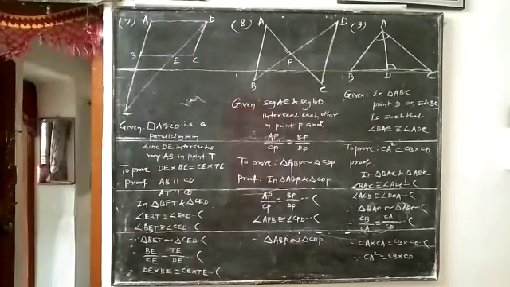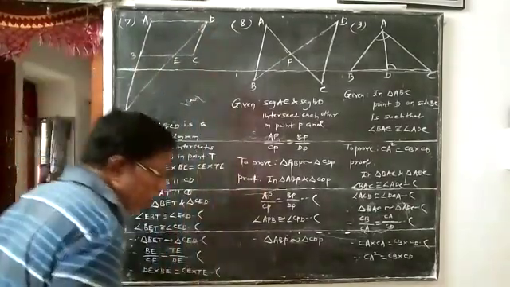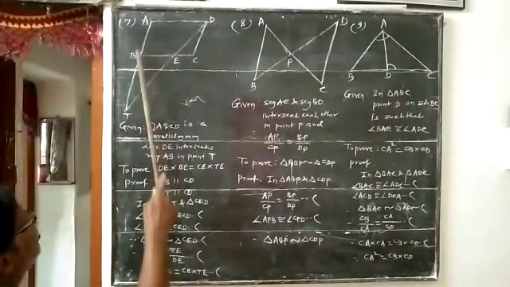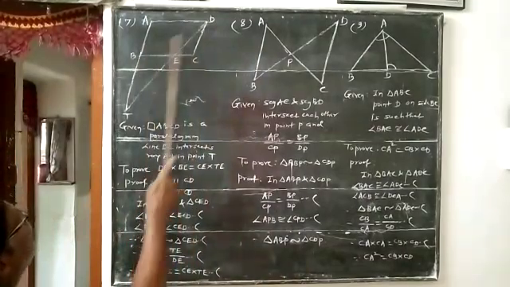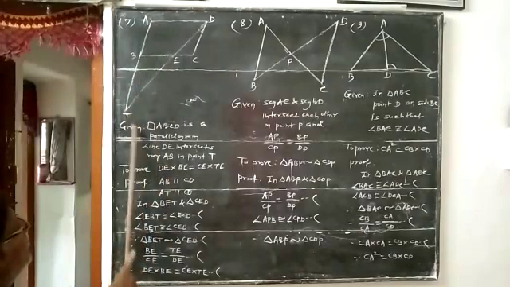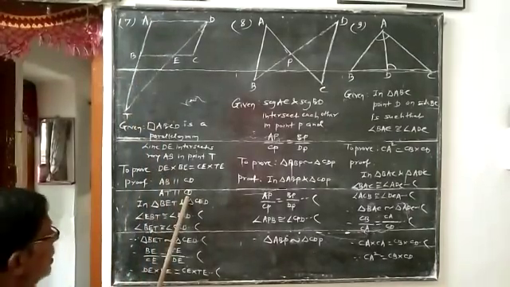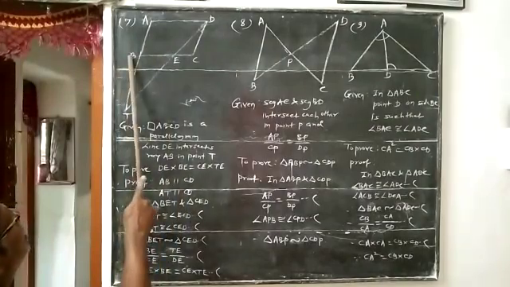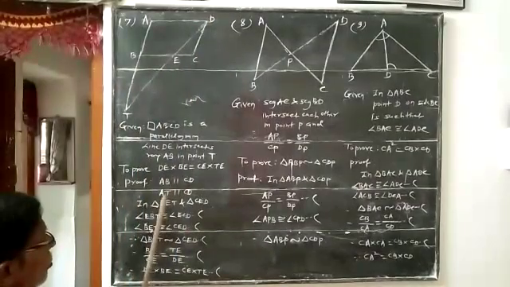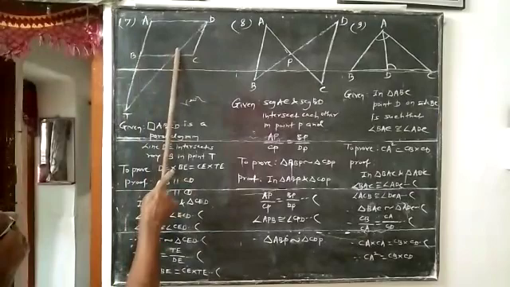AB is parallel to CD, because opposite sides of parallelograms are parallel. AB extended, that is AT, is also parallel to CD. Then you take these two triangles, BET and CED. In these, you show these two triangles are similar.